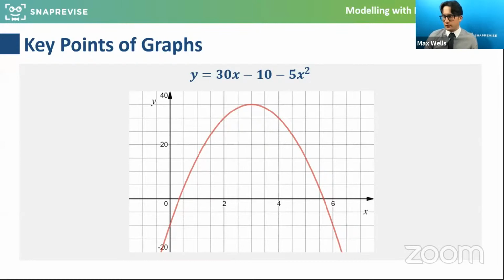So just looking at this first graph here, y equals 30x minus 10 minus 5x squared. And interpreting what the different bits of the graph are.